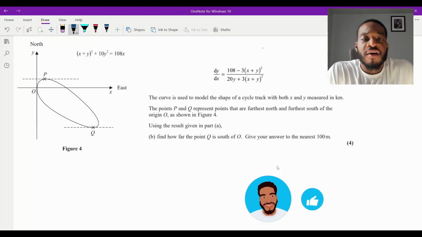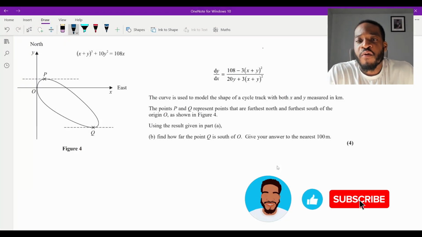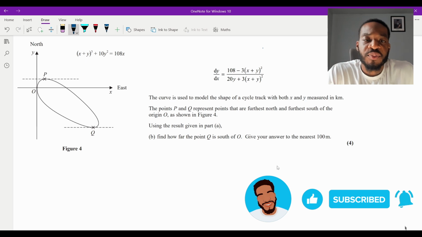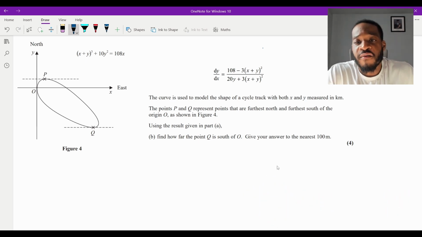Okay, so part B says the curve is used to model the shape of a cycle track with both x and y measured in kilometers. The points P and Q represent points that are furthest north and furthest south of the origin O, as shown in figure 4. Using the result given in part A, find how far the point Q is south of O. Give your answer to the nearest 100 meters for 4 marks.